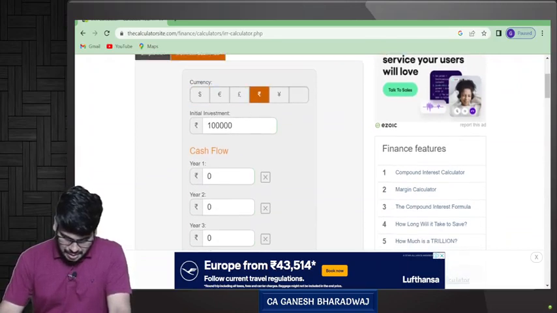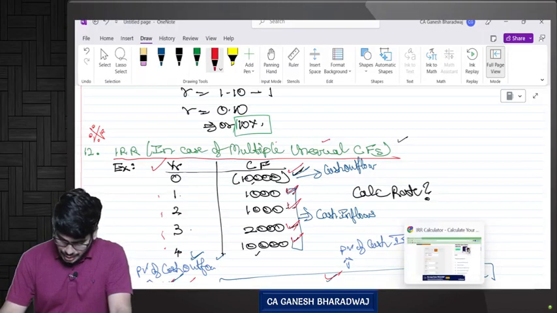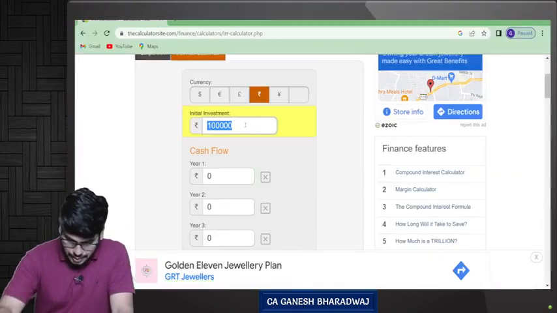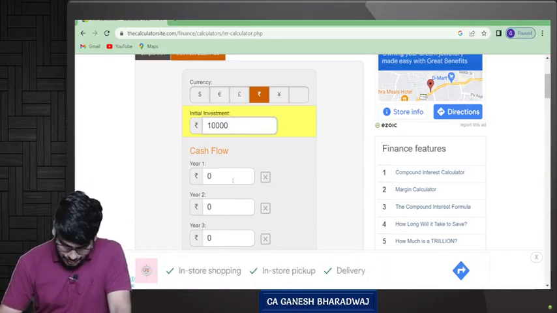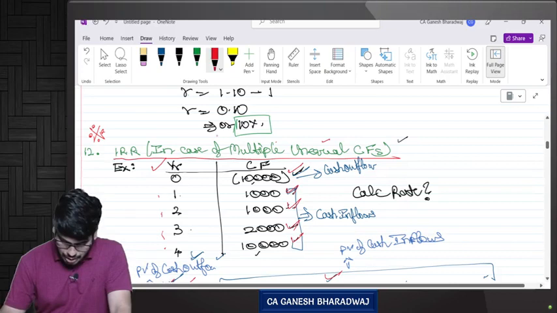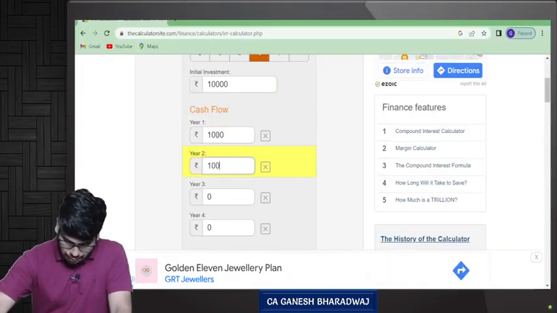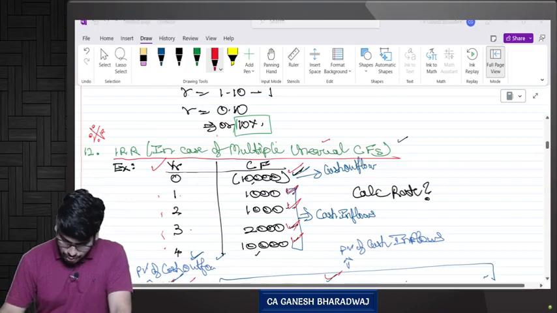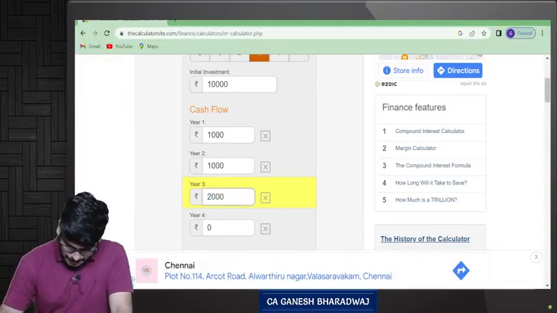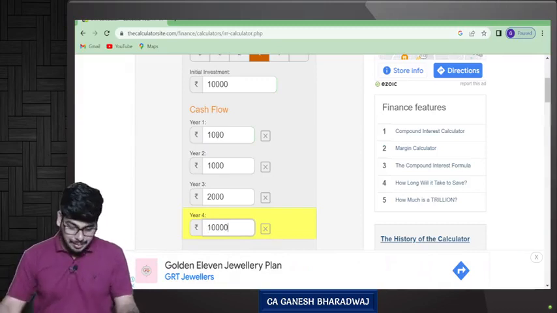Now let me make it in rupees. What was the example that we saw? Initial outflow was 10,000, so let me put it as 10,000. How many years are there? 4 years. First year cash inflow is 1,000. Second year cash inflow is 1,000. The third year cash inflow is 2,000. And the fourth year cash inflow is 10,000. See, they themselves have given.